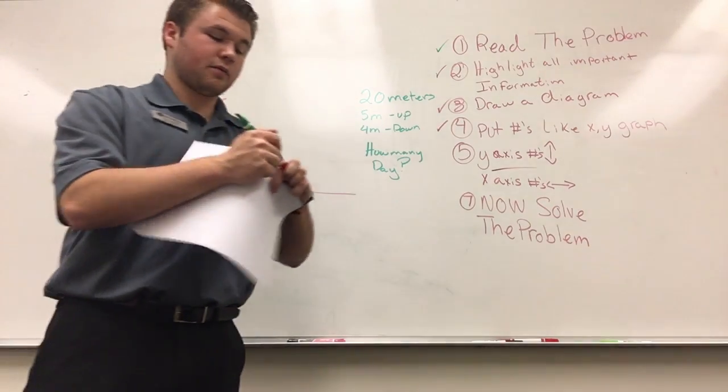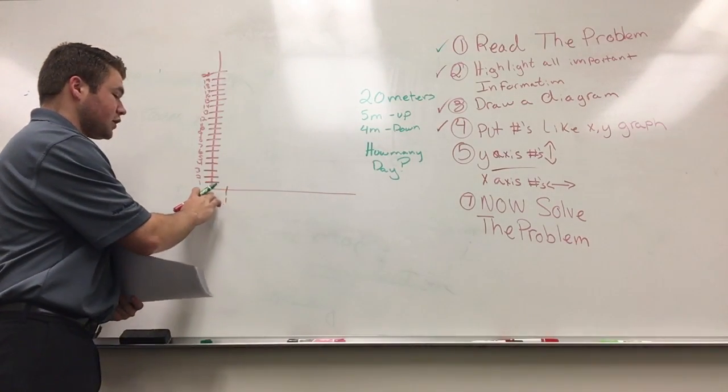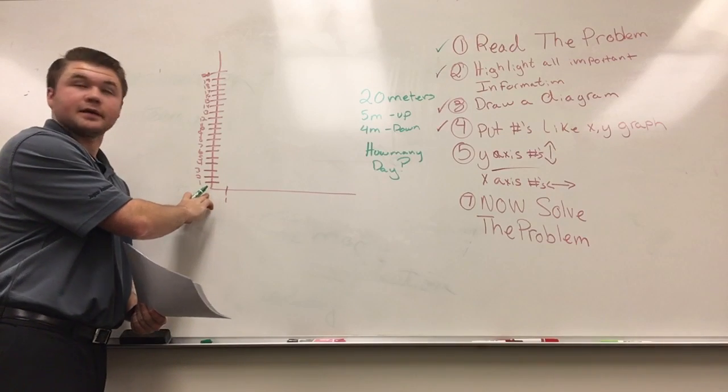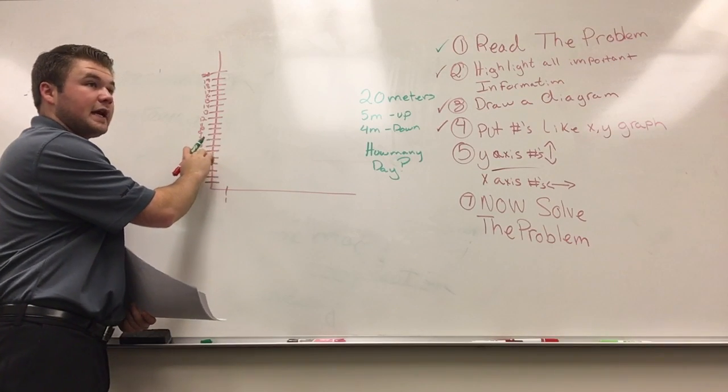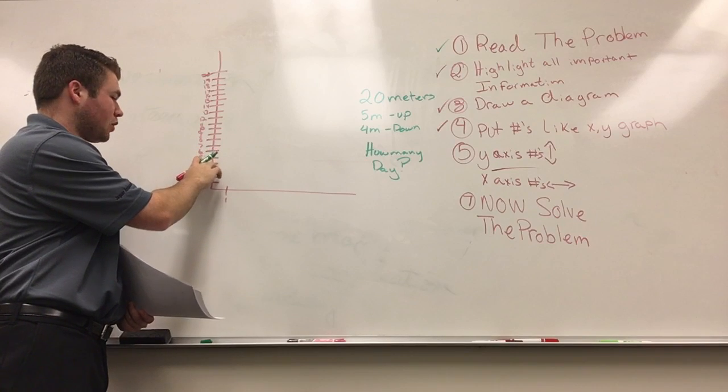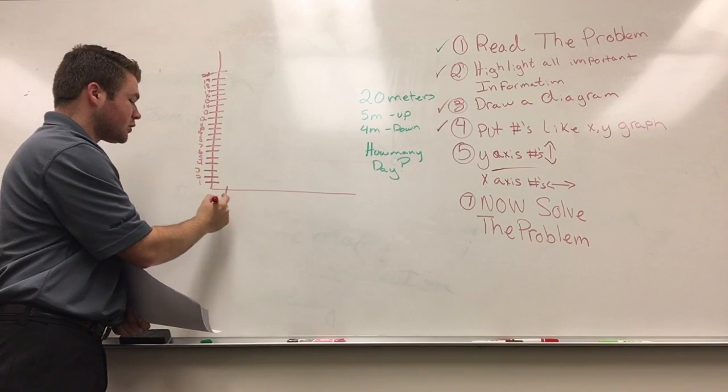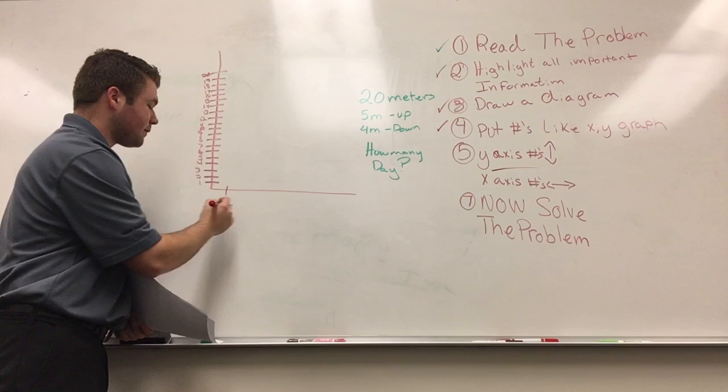So here we go. We're going to start here, at our bottom, correct? 1, 2, 3, 4, 5. And he goes down how many? Correct, 1, 2, 3, 4. So on the first day, he's at 1.